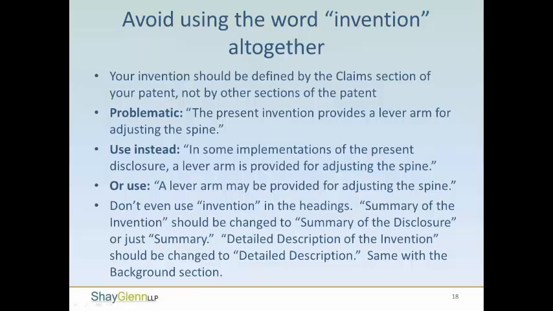And even in the headings, you'll see older patents, and sometimes patents that are being written today will say summary of the invention, and that section heading should be changed to summary of the disclosure or just summary. Same thing with the detailed description section and the background section. Just leave out the word invention.